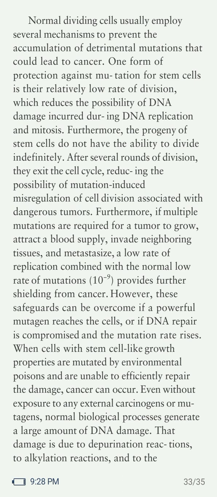After several rounds of division, they exit the cell cycle, reducing the possibility of mutation-induced misregulation of cell division associated with dangerous tumors. Furthermore, if multiple mutations are required for a tumor to grow, attract a blood supply, invade neighboring tissues, and metastasize, a lower rate of replication combined with the normal low rate of mutations provides further shielding from cancer. However, the safeguards can be overcome if a powerful mutagen reaches the cells, or if DNA repair is compromised and mutation rate rises. When cells with stem-like growth properties are mutated by environmental poisons and are unable to effectively repair the damage, cancer can occur.